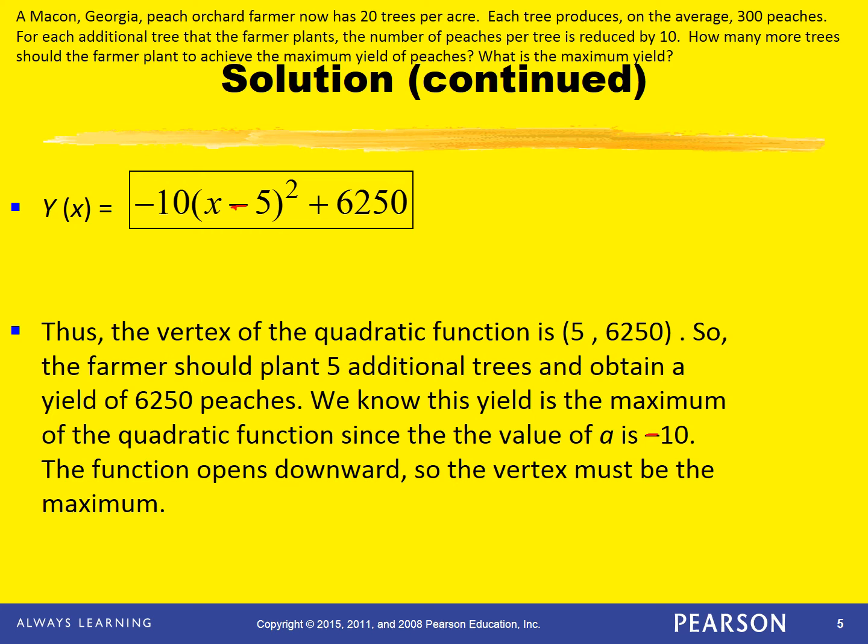So there's your answer. How many more trees? 5. What is the maximum yield? 6,250. 6,250 is the max yield. Always remember to write the answer to a word problem in words.